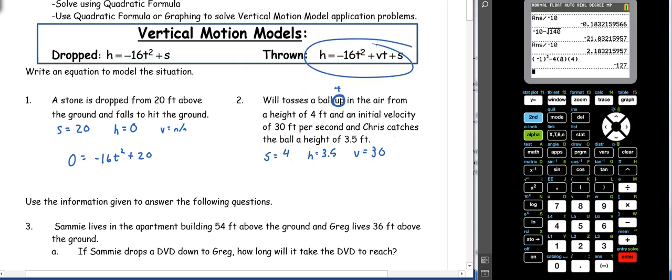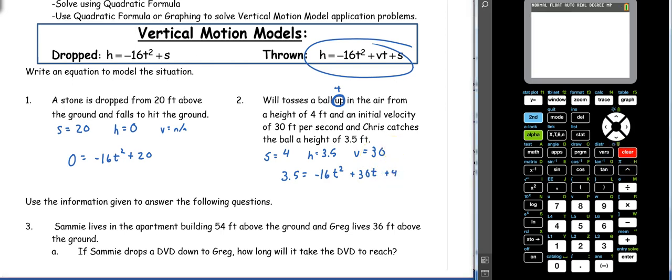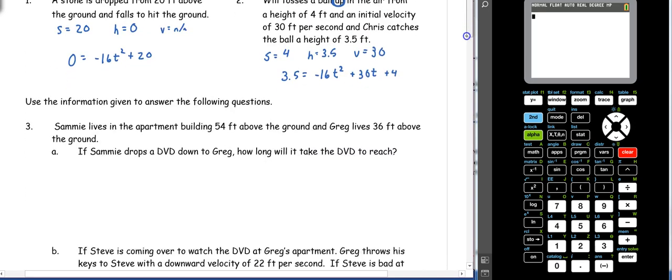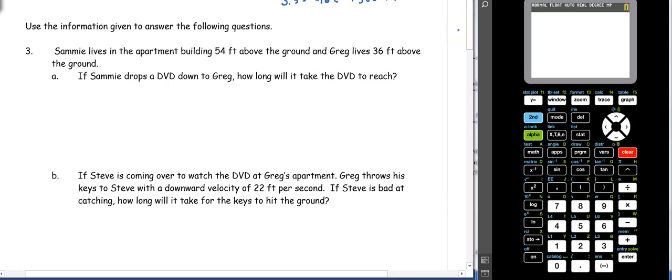So I can substitute into the throw equation, which is h equals negative 16t squared plus vt plus s. So we have 3.5 equals negative 16t squared plus 30t plus 4. In the last problem, we're going to use the information for the following questions, and we're going to solve.